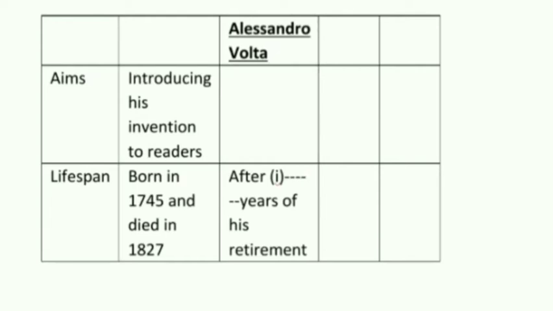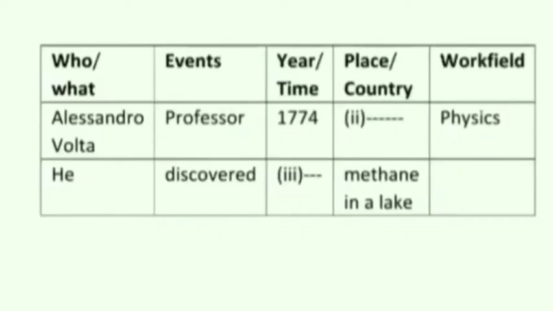After how many years of his retirement? Who can say how many years? Yes, 8 years. After 8 years of his retirement. Here you will get other options. Who or what, that means in this row you have to highlight the person, then events is mentioned here, then year or time is mentioned, place or country, it is mentioned here, then work field. These points will be highlighted here.